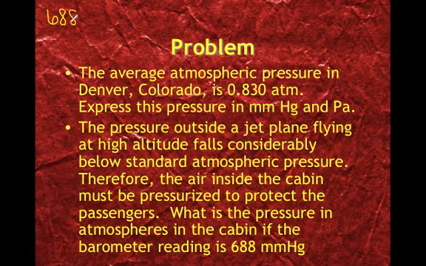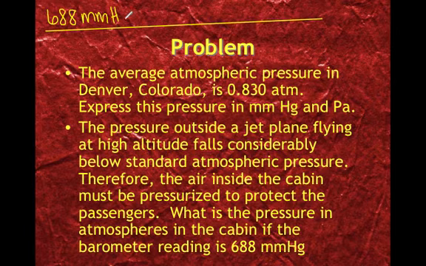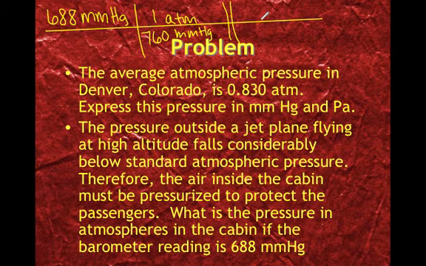So they don't bring it quite up to standard. 760. 1 atm is 760 millimeters mercury. So we want to change it to atmospheres, so this time we'll have 760 on the bottom to 1 atm. It's going to be point something. Oh, 0.905 atm.